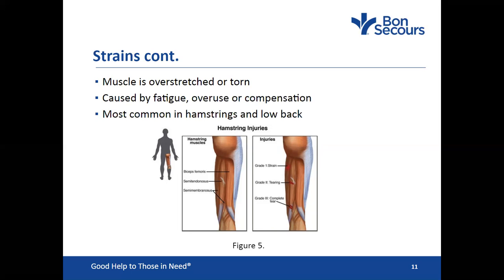Some of the most common muscle strains seen in sports are in the hamstrings and in the low back. The picture on this slide is of the hamstring muscles, which are on the back of your thigh. On the left side, the muscles are normal with no injury, and on the right side, they're examples of grade 1 through 3 strains next to each other so you can see the severity.